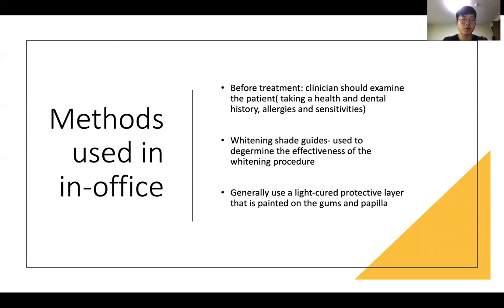Now we know intrinsic staining and extrinsic staining, and we have to know the methods that are used in office and at home. First, for the methods used in office, before the treatment, the clinician should examine the patient. He or she has to take health and dental history and history of allergies and sensitiveness. And we have to use whitening shade guides. It is used to determine the effectiveness of the whitening procedure. And we generally use a light-cured protective layer that is painted on the gums and papilla.